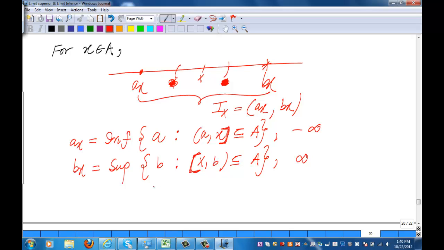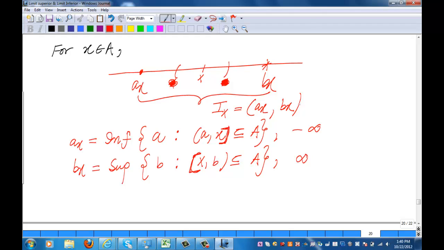Now you might say, hey, the set of all b such that the interval from x to b is inside of A might not be bounded above, right? It might not have an upper bound. In that case, I'm going to take Bx to be infinity. In the same way, if I don't have an infimum for the set of all a such that a to x is inside of A, then I would take the infimum to be negative infinity. So Ax and Bx could be positive or negative infinity. Is that making sense?